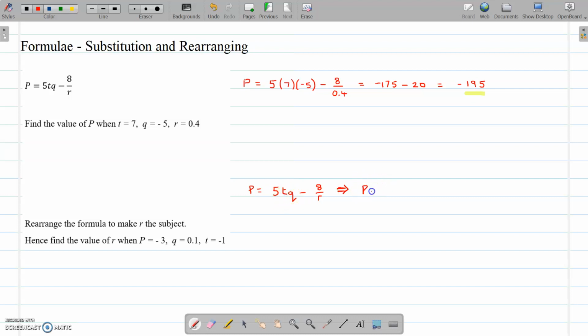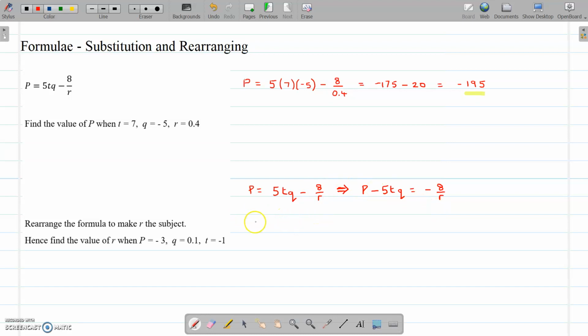So we're going to take away the 5tq. Okay, P minus the 5tq is going to leave me with minus 8 over r. So I've literally just subtracted 5tq from both sides. Don't forget I'm still left with the minus sign in front of the 8 over r. Okay, now the best way of dealing with this now is to multiply both sides by r.